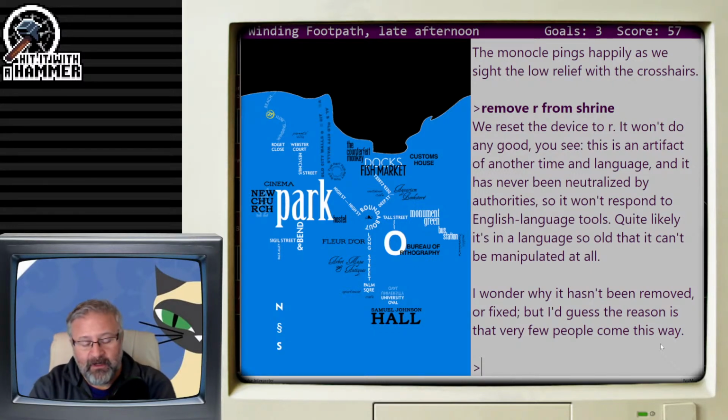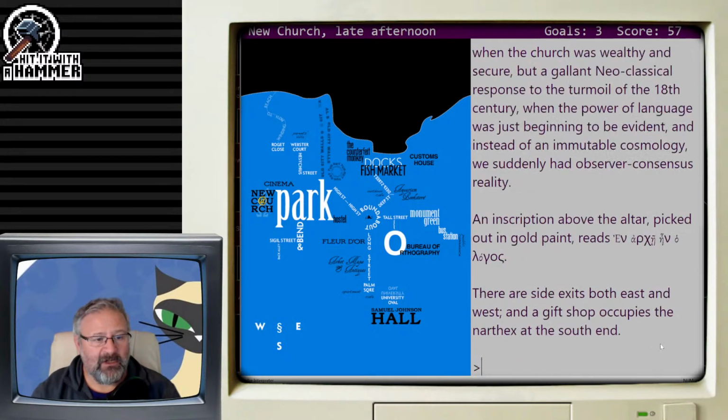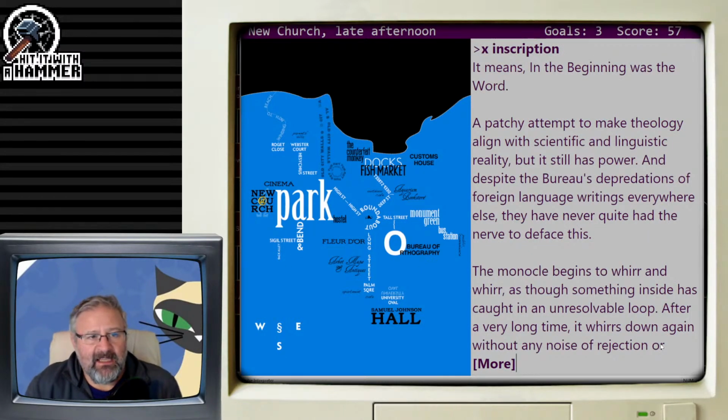There's also something else that I noticed when I was mapping. We go to the church. An inscription above the altar, picked out in gold paint, reads something in Greek letters. If we look at the inscription, it means in the beginning was the word. A patchy attempt to make theology align with scientific and linguistic reality, but it still has power. And despite the Bureau's depredations of foreign language writings everywhere else, they have never quite had the nerve to deface this.